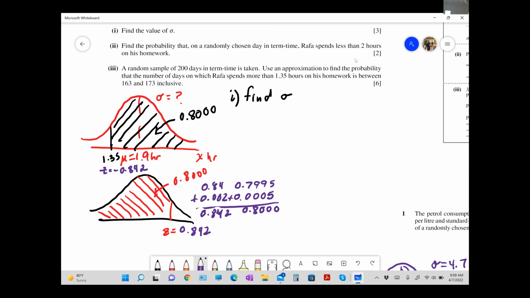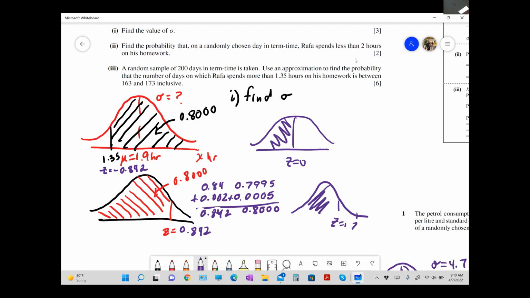Why didn't you, on the last one we did, subtract it from 1? In this case, I didn't have to worry about that. It just depends on the situation. It depends on the situation completely. Like our table will only read from z equals 0 like this. I don't have z2. It only reads this way.